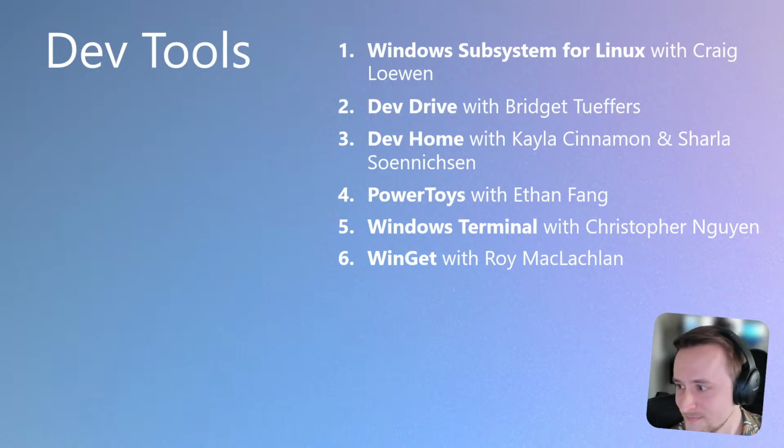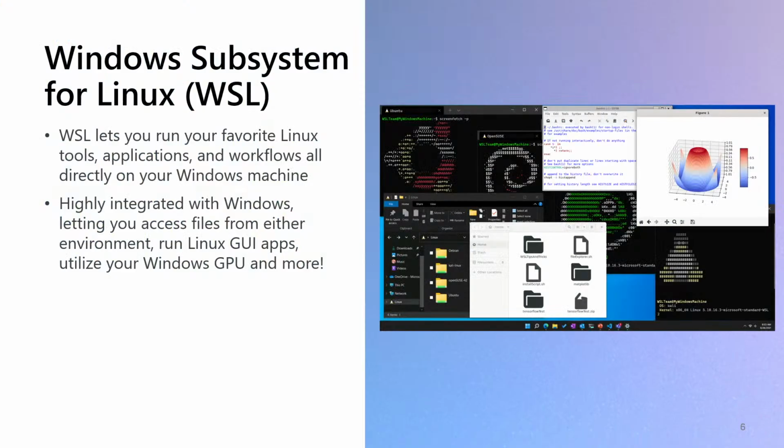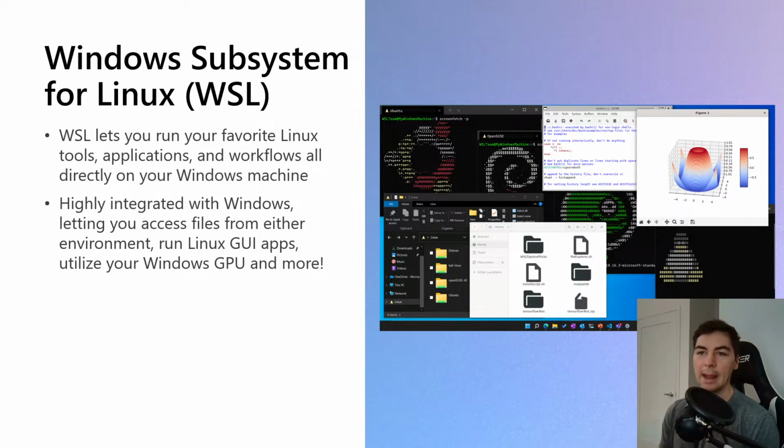Take it away, Craig. Hey there. Thanks for joining us. Let's chat about what the Windows Subsystem for Linux is and how it works. WSL is a great way for you to run your favorite Linux tools, applications, and workflows all directly on your Windows machine. And the real selling point for WSL compared to a traditional virtual machine, like running something in Hyper-V or VirtualBox, is that it has a really high level of integration with the Windows operating system.